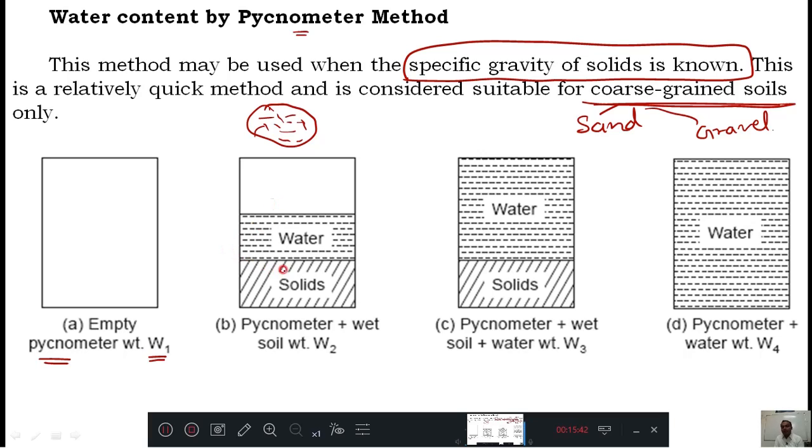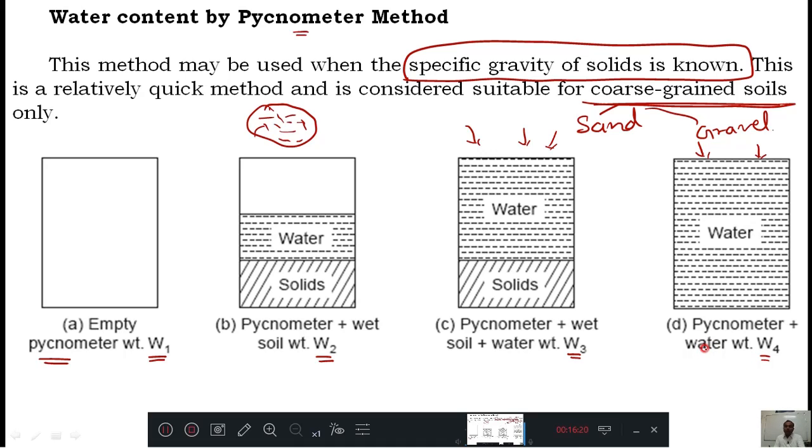Now in the second step you will get W2. W2 is the pycnometer plus wet soil. In the third step, you need to pour a lot of water, till it fills up completely, and after that you measure that weight, that is your W3. After that you need to empty everything, clean it, and again fill the pycnometer with full water, that you call W4.